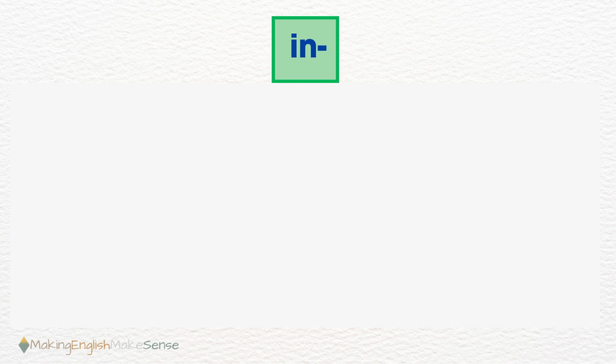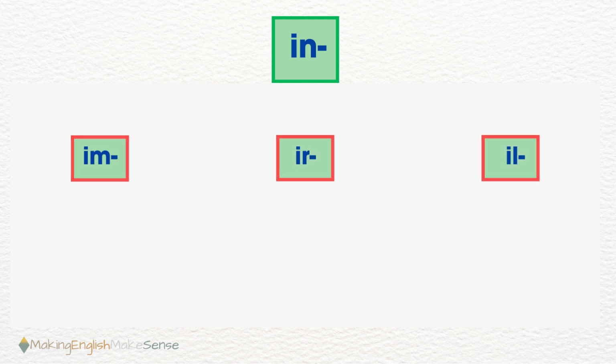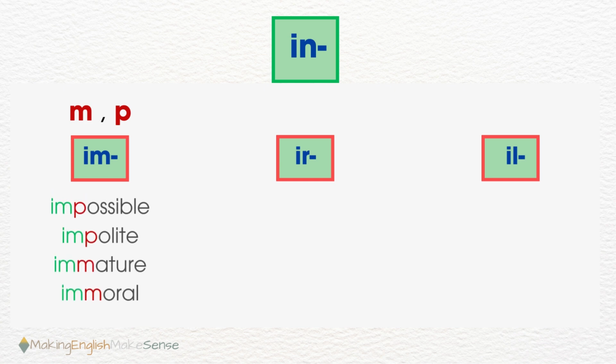Now, before we go to the next category, it's worth pointing out that the prefix in can appear in different forms depending on which letter the base word begins with. For example, if the base word begins with the letter M or the letter P, in becomes im, as in impossible, or impolite, or immature, or immoral.